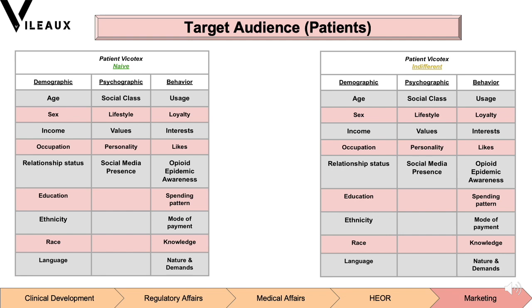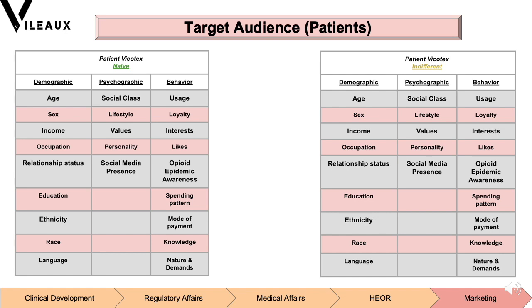Now we have our target audience, patients, segmented models. On the left, we have the patient Vycotics naive. On the right, we have our patient Vycotics indifferent. Patients are also invited to the same conference that we invite the PCPs and the KOLs. And after the conference is concluded, we also give our patients surveys.